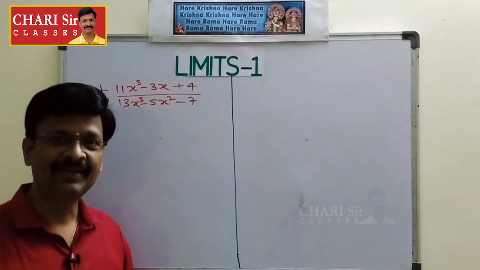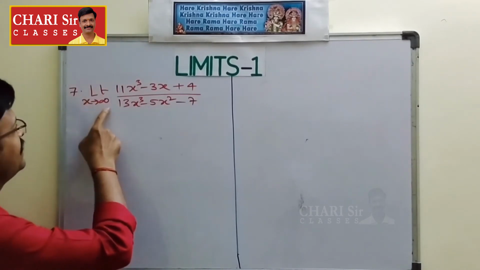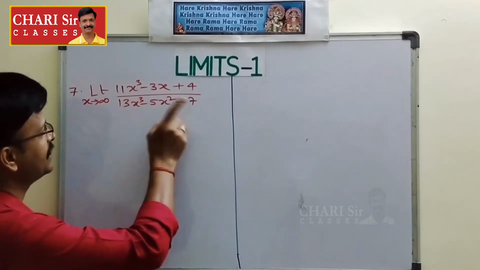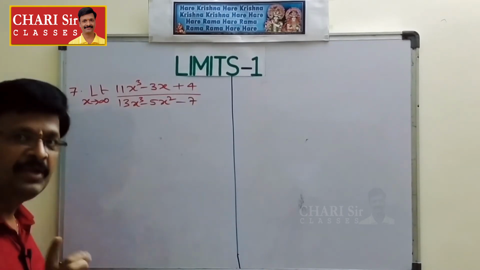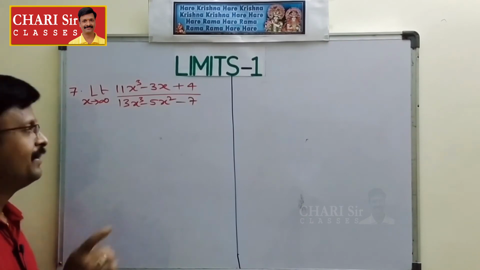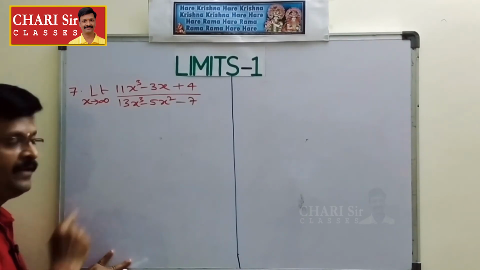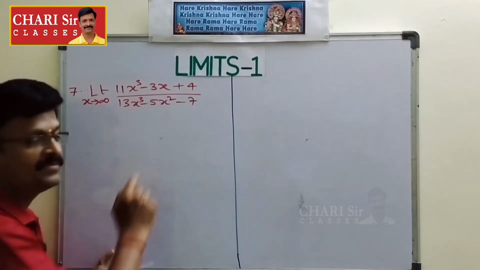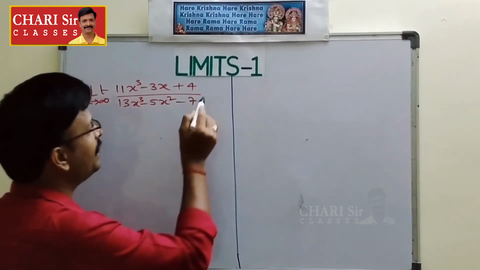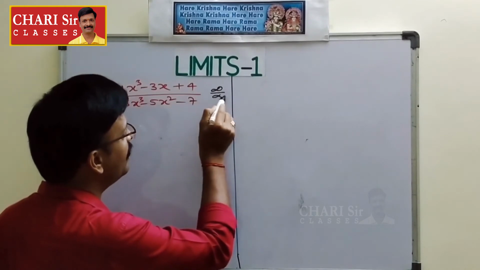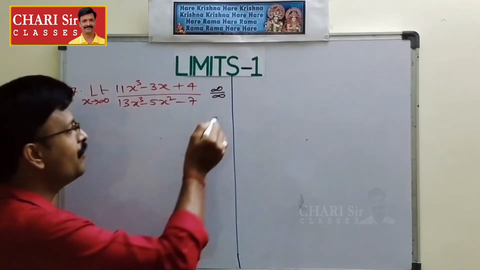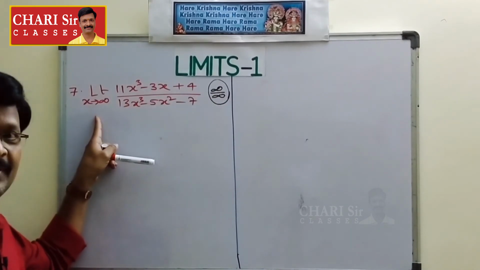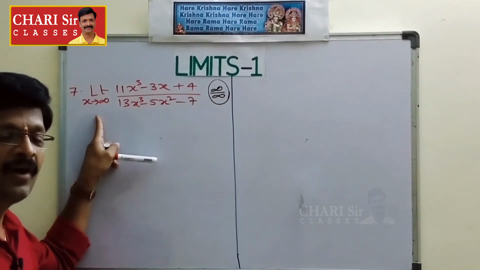Next, question number 7. It is given that limit x tends to infinity, (11x cube minus 3x plus 4) by (13x cube minus 5x square minus 7). So when you apply the limit directly, what happens? When x is tending to infinity, the numerator becomes infinity, the denominator also becomes infinity, which is infinity by infinity. This is called an indeterminate form. When you get this indeterminate form, you are not supposed to apply the limit. That is not the answer. So what do you need to do?